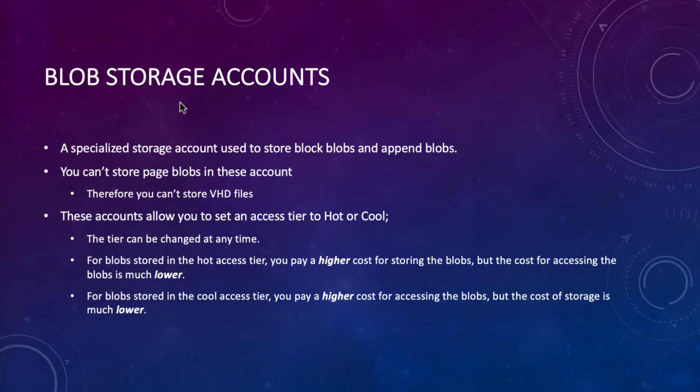These accounts basically allow you to set an access tier to hot or cool, and the tier can be changed any time. Remember, when we talk about hot or cool storage, basically we talk about the frequency of access requests that come in for that type of storage. So you can change it at any time. Let's say you start with a cool blob and just put your archive files in there, and those archive files are not even used by your business, and then down the road your business decides to go back to that project and use those files, you can simply switch it from cool to hot.